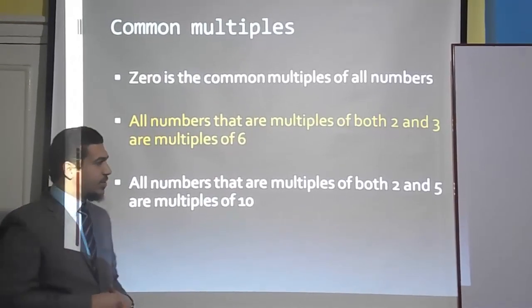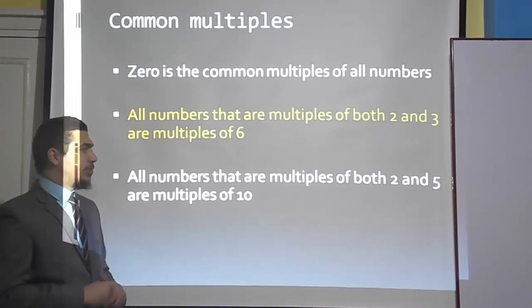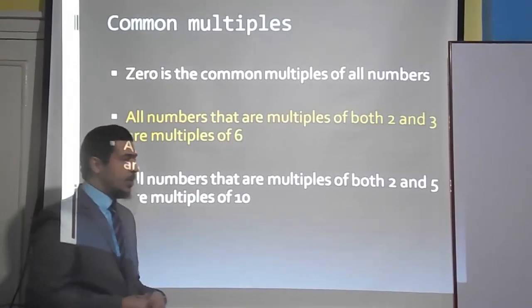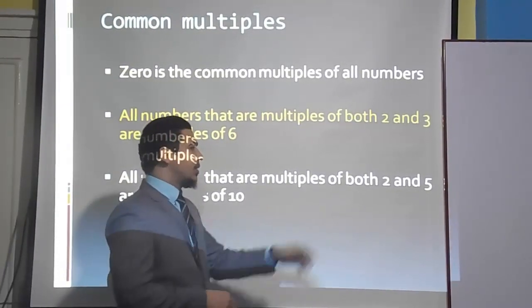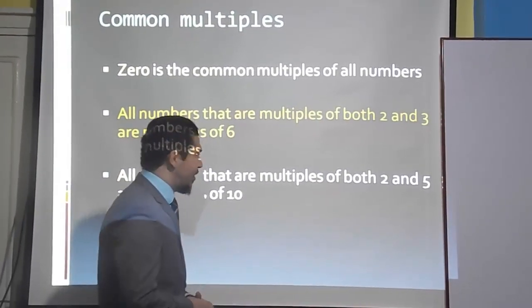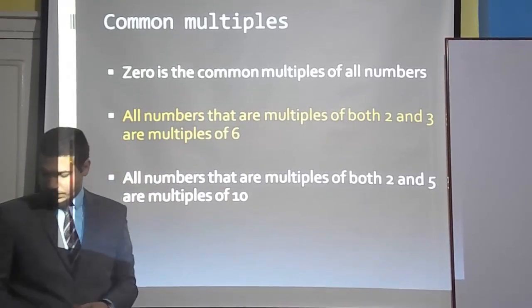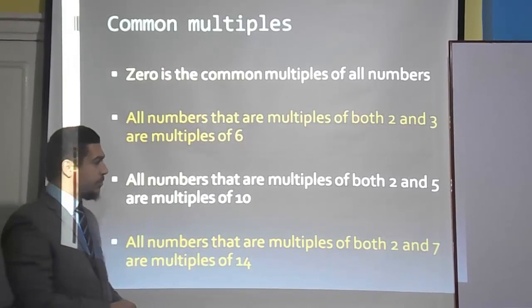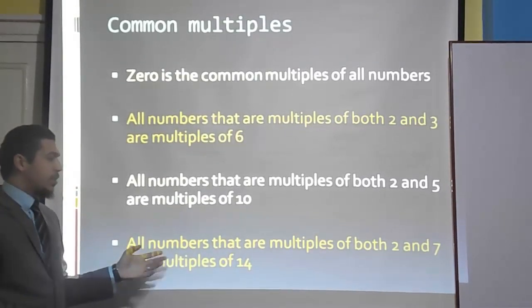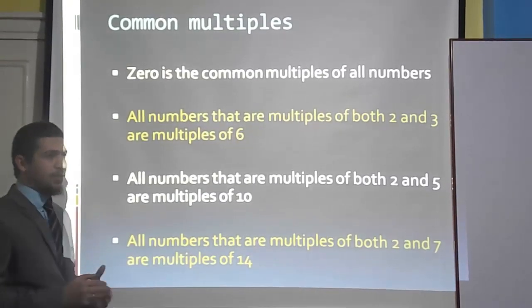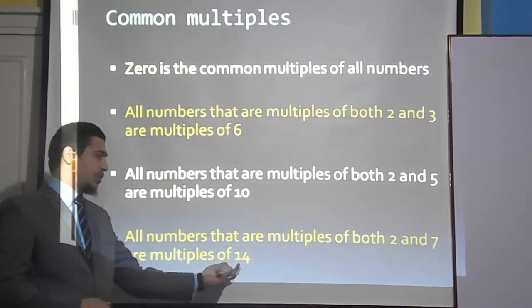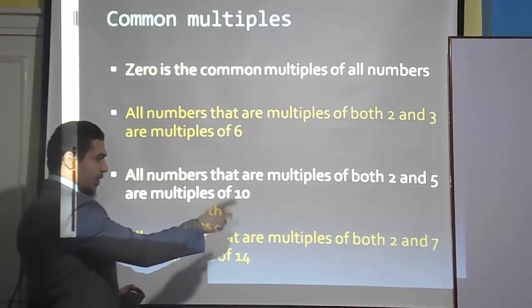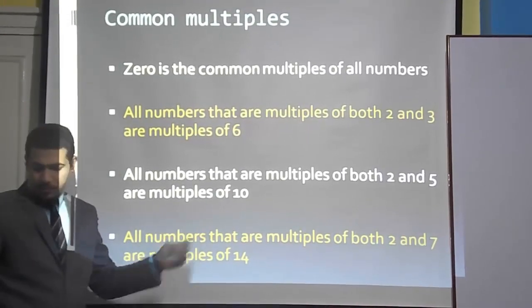Another example we can see is 20. 20 is a multiple of 2 and 20 is a multiple of 5. Then 20 is a multiple of 10. Now, all numbers that are multiples of both 2 and 7 are multiples of 14, which means 2 times 7 equals 14, as we saw before.